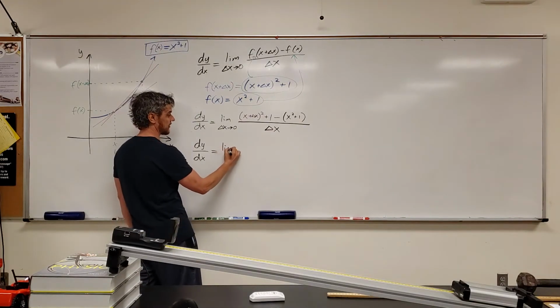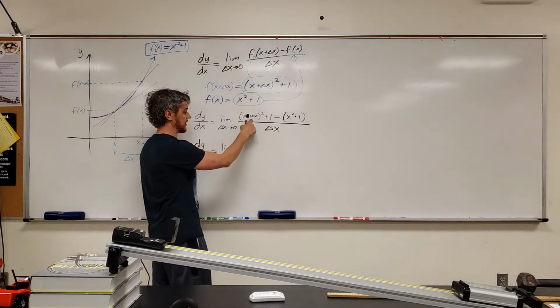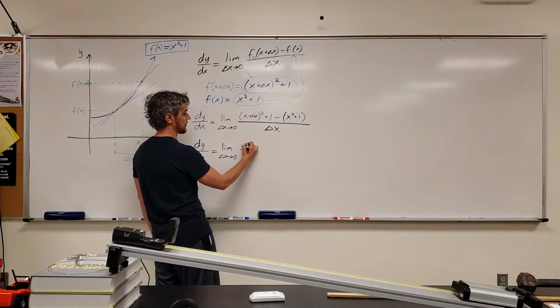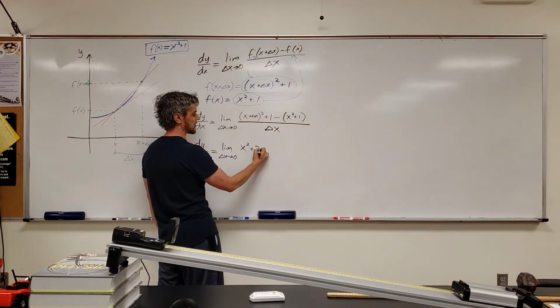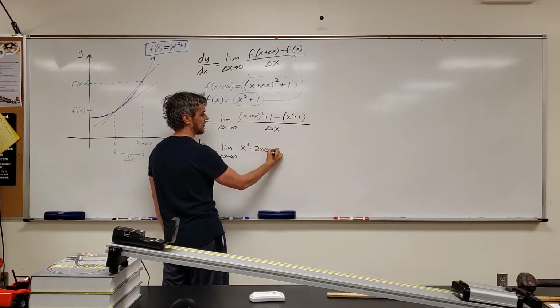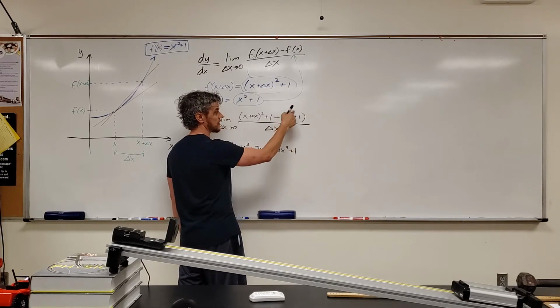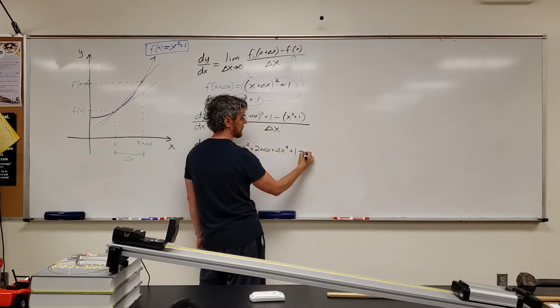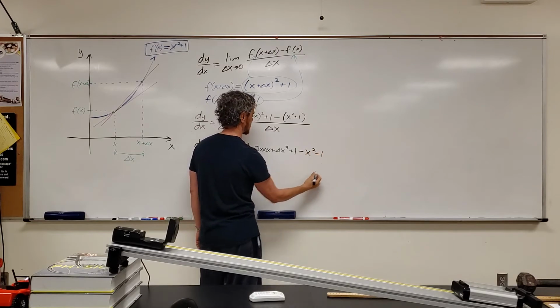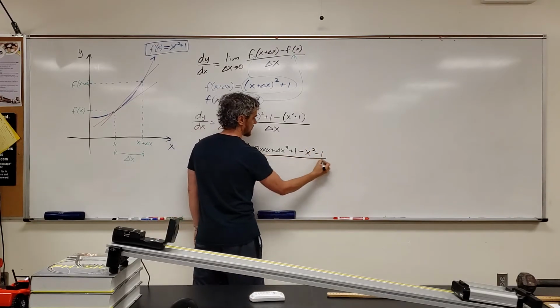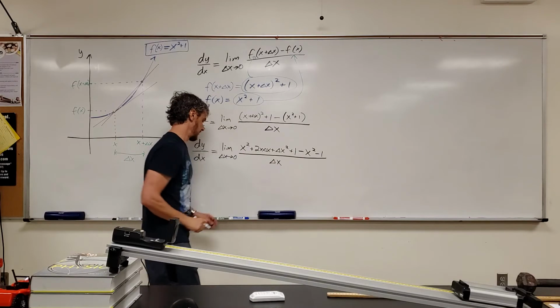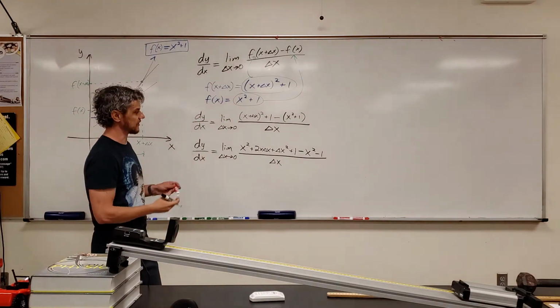So that will be the limit as delta x approaches 0. I'm just going to FOIL this. You should be good at foiling at this point. And when I FOIL this, I get x squared plus 2x delta x plus delta x squared plus 1, and then I'm going to distribute the negative over both of these terms, so I get minus x squared minus 1. And all that is going to go over delta x. And you'll see where I'm going here in a second, because now we get some cancellations.